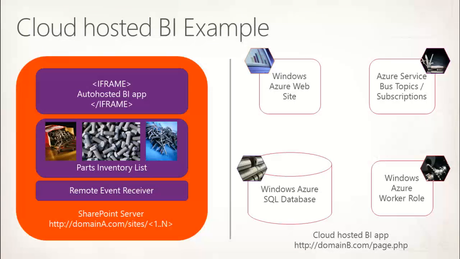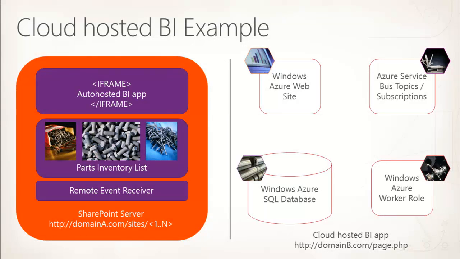The remote event receiver is going to listen to changes that happen on the inventory parts list that my application deploys. And then I'm also going to have an iframe where I can display the charts and graphs of that information, and that iframe is going to be pulling that page that runs on domain B, on my PHP page.